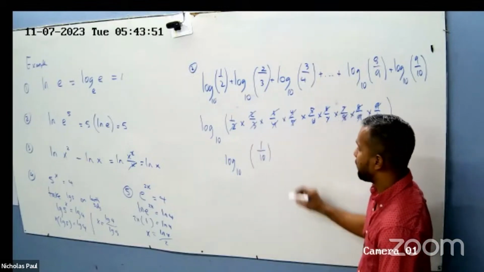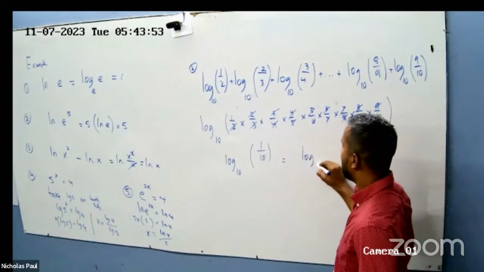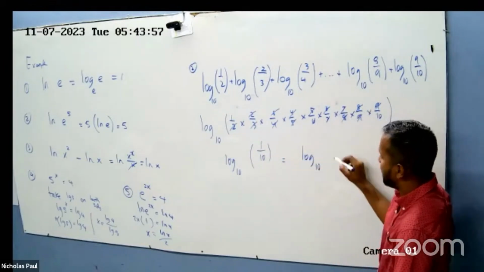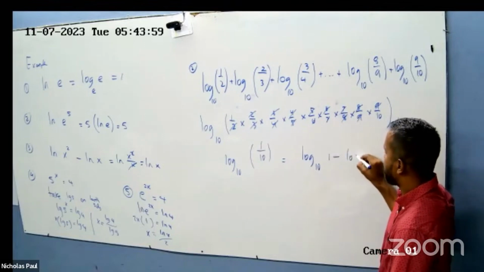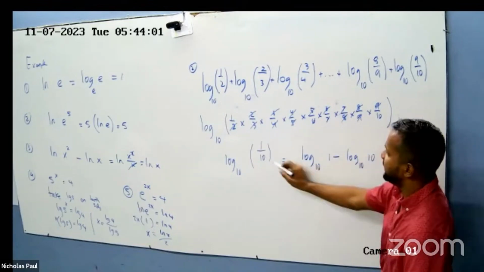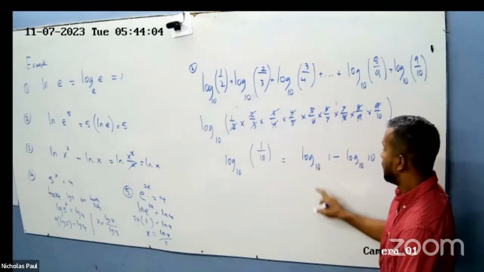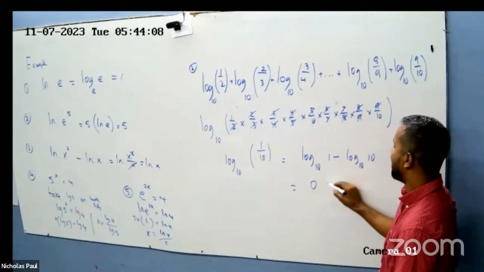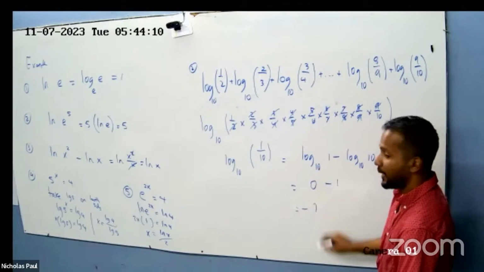How much is that? So you're going to get log to the base 10 of what? 1 on 10, there are 2 options. You could write it like this. Or you could say 10 to the minus 1. Log to the base 10 of 1 is 0. Log 10 is 1. So the answer is minus 1.